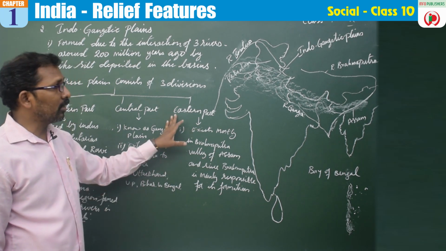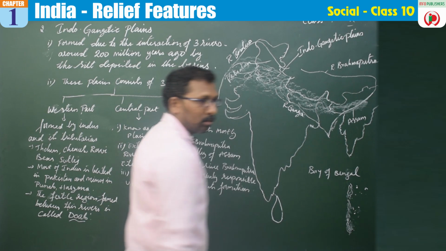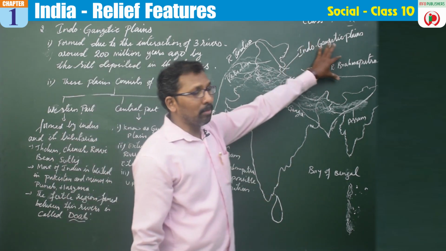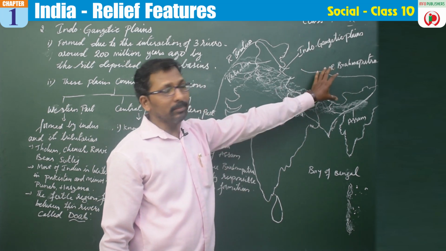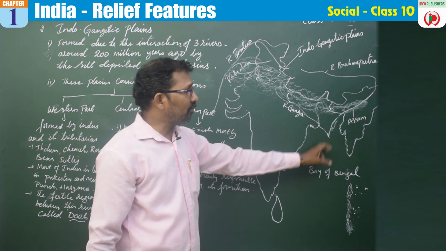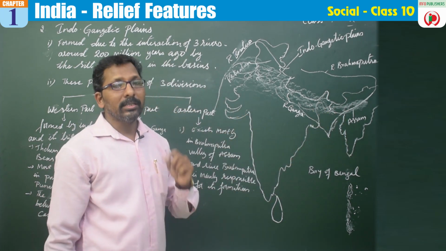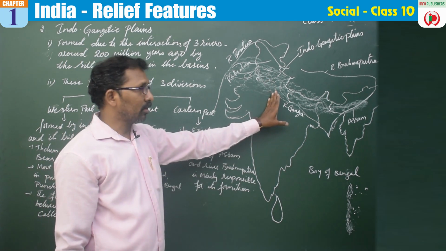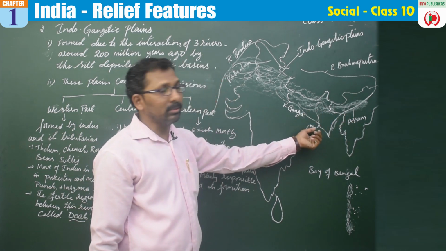Now next we'll go for the eastern part. Where is the eastern part? Here, on the right side of the map. You can see the river Brahmaputra also. Yes, this river Brahmaputra is the main reason for the formation of the eastern part of the Indo-Gangetic plains.